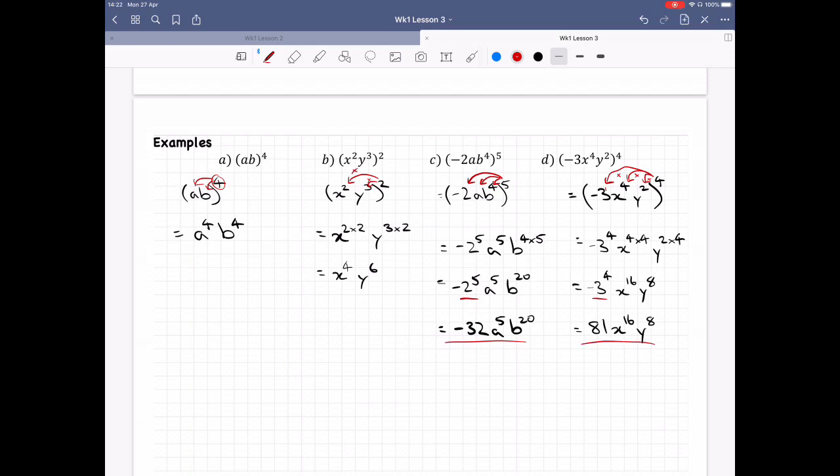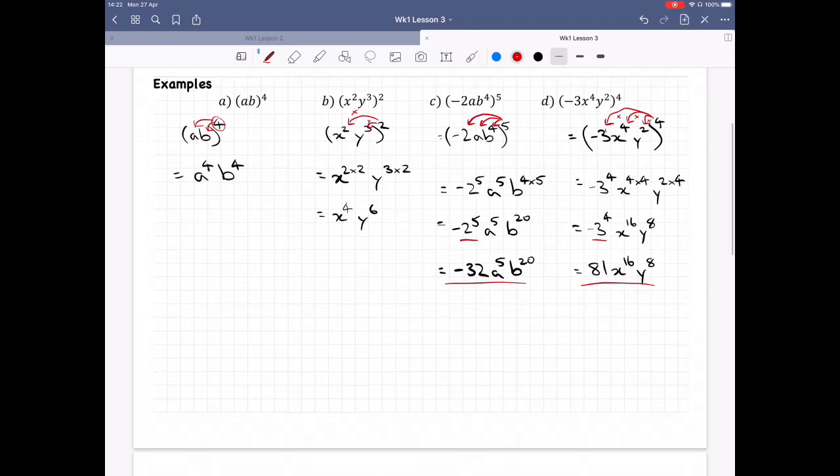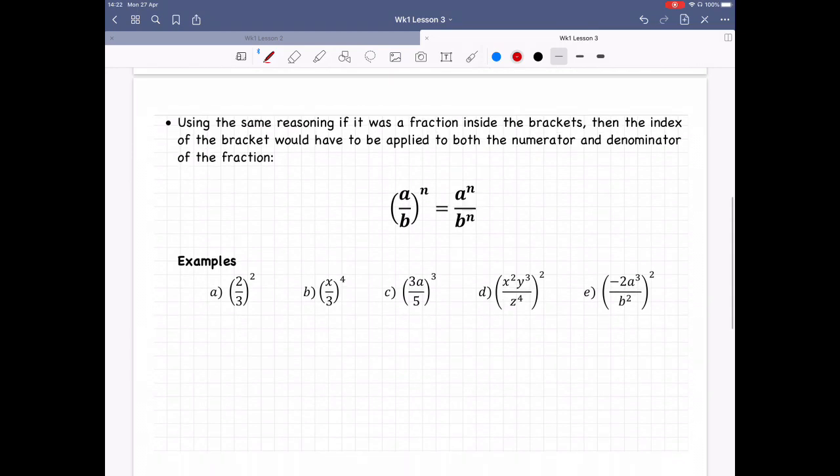So that is what happens when we are multiplying products or using the power of power rule on products inside the brackets. You can see all we do is just apply it to every term inside. So when we're looking at it in fractional form, it's going to be exactly the same thing, where this power of n needs to be applied to the a as well as the b. So a over b to the power of n is going to be a to the power of n, b to the power of n.